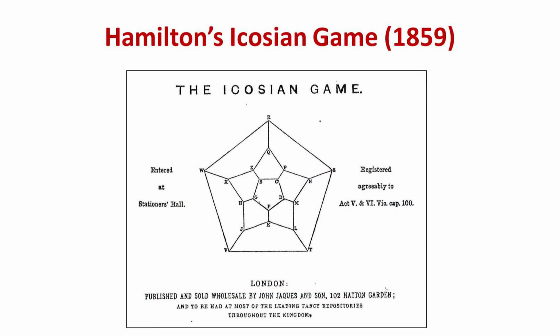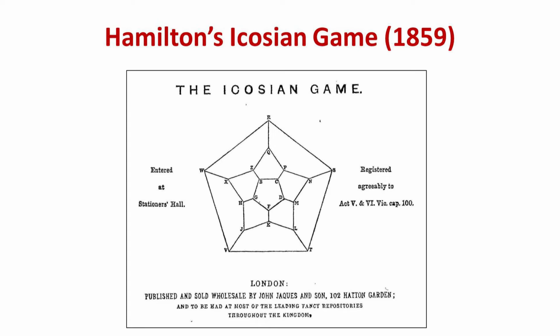Another type of route tracing problem was the Icosian game, devised by the Irish mathematician William Rowan Hamilton in connection with his invention of quaternions, which I won't go into today. Here, the aim is to visit all 20 vertices of a dodecahedron exactly once and return to our starting point. So here, we're not going over every line. This time, we're actually visiting each point.